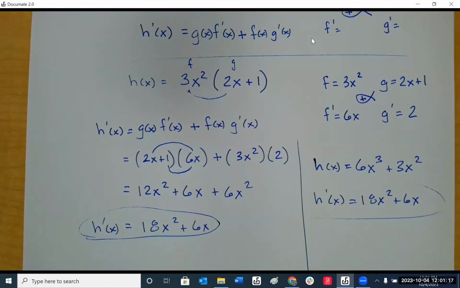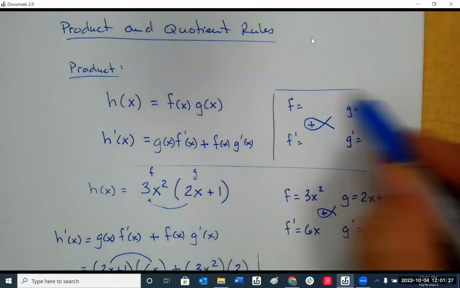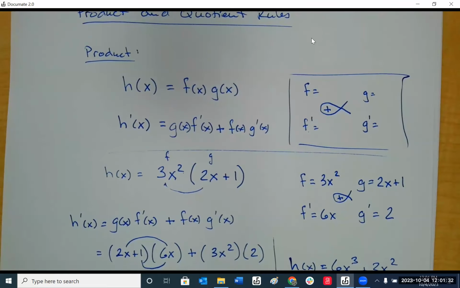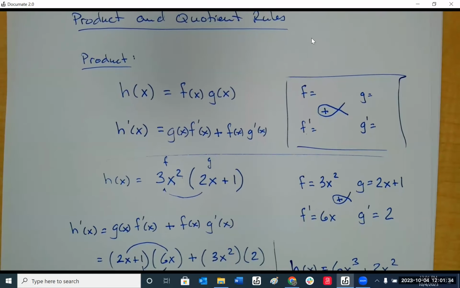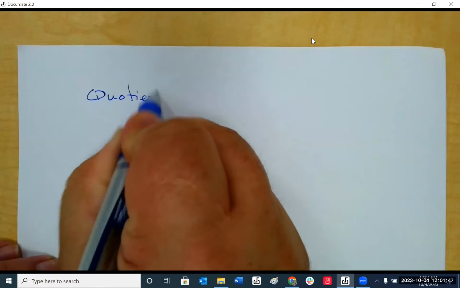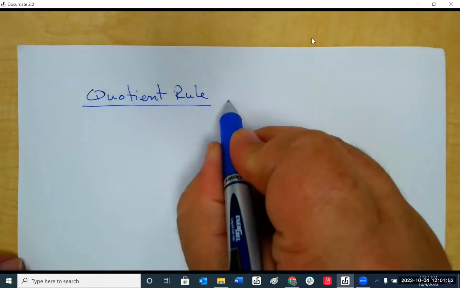Let's look at this example. Oh no, because we haven't done that one yet. Let's do the quotient rule. So that's the product rule. That's the product rule. We use plus because multiplication makes things bigger. The quotient rule deals with fractions.